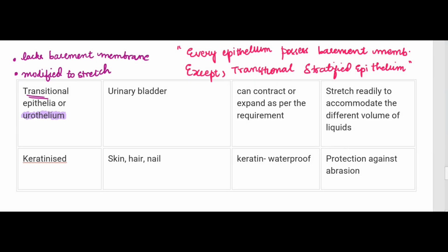And next is the keratinized epithelium. I told you keratin is nothing but to provide a waterproof surface, that is in dry surfaces like skin, hair and nail. It is mainly for protection against abrasion. Alright, so these are all the different types of epithelia.